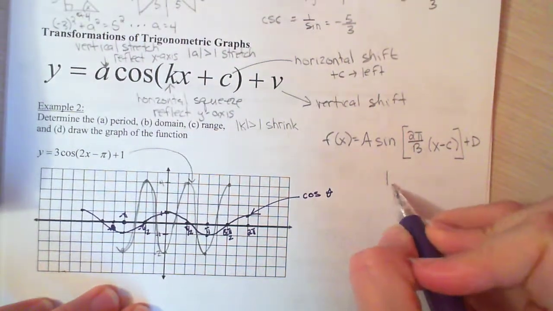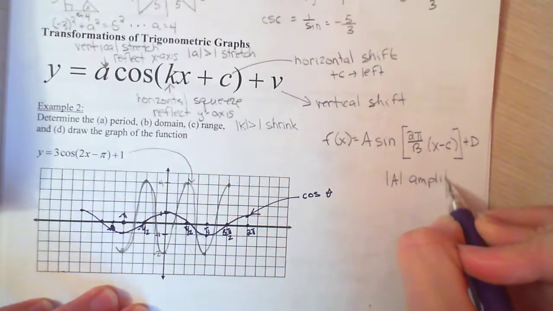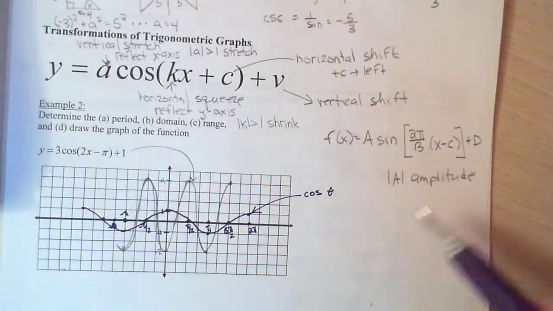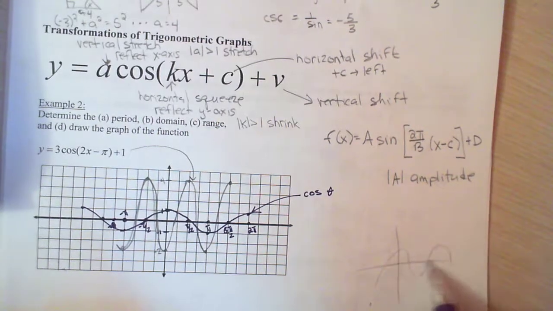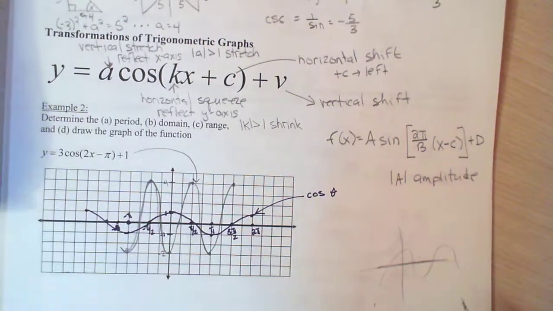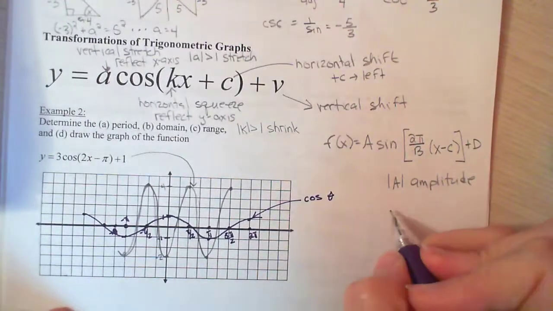So this absolute value of A is your amplitude. And remember, amplitude is the difference. So let me just sketch a quick graph here. Amplitude is the difference from the center of the graph, the distance to the maximum or to the minimum. I like to think of it as how tall the graph is, but it's from the center to the max and center to the min.